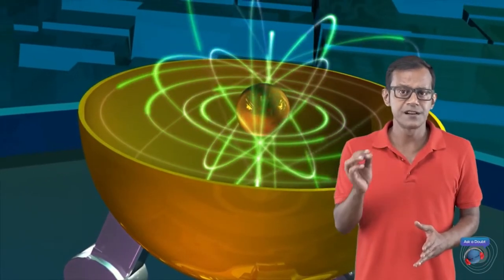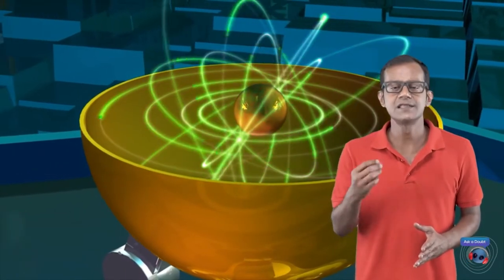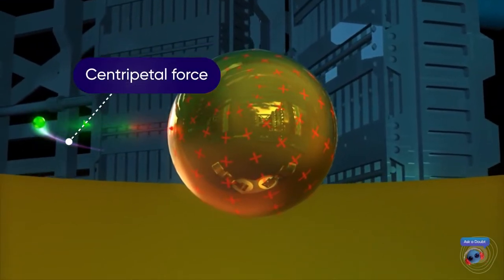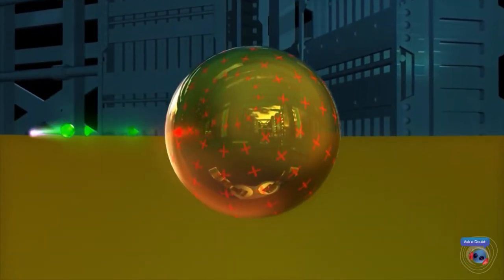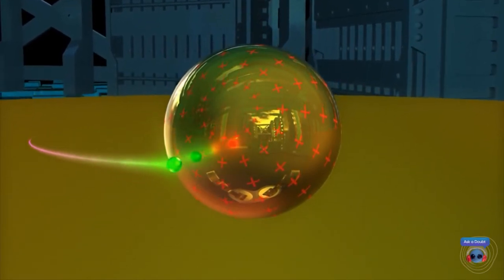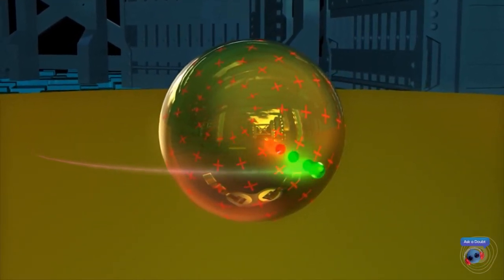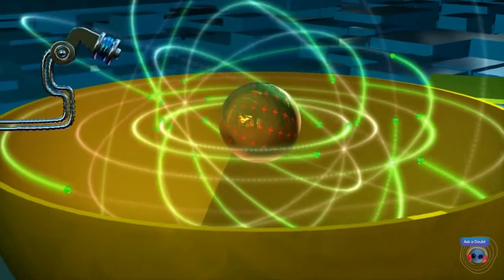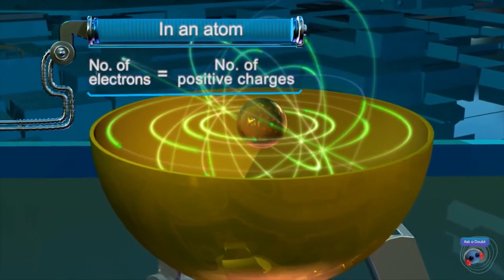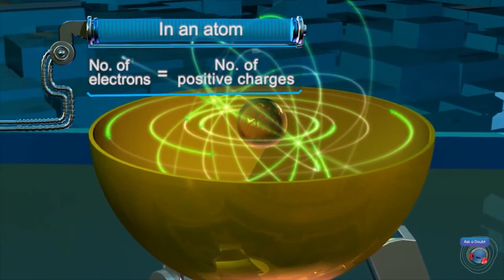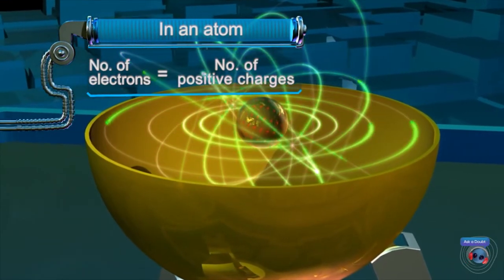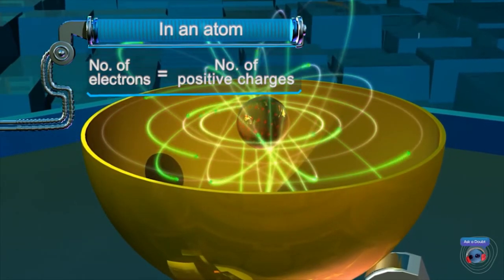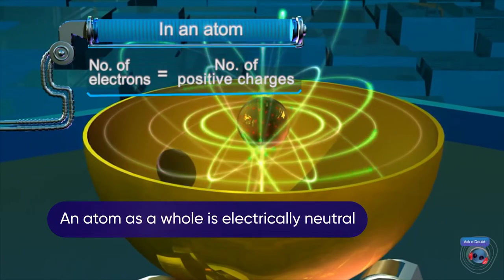The electrons revolve around the nucleus in circular orbits. The necessary centripetal force for the revolution of the electrons is provided by the electrostatic force of attraction between the electrons and the positive charge of the nucleus. In an atom, the number of electrons and positive charges are equal. That is, the total negative charge is equal to the total positive charge of the atom, and the atom as a whole is electrically neutral.